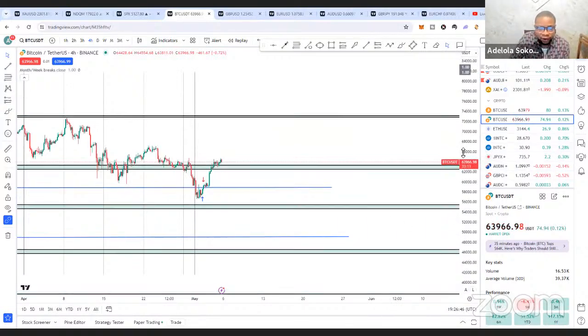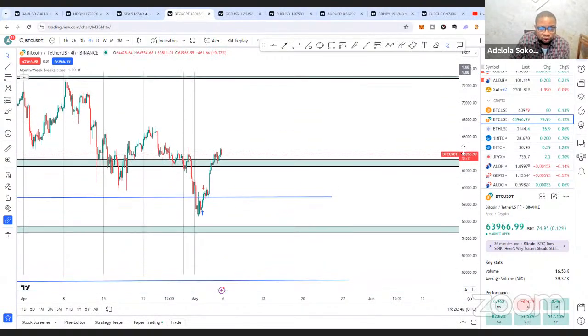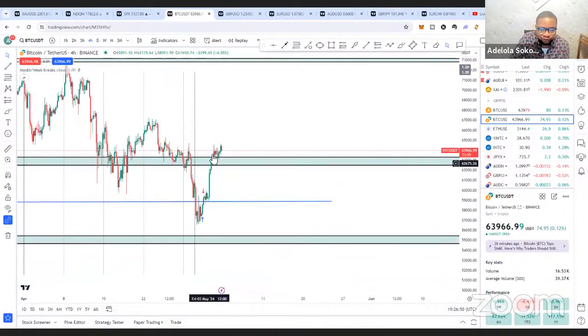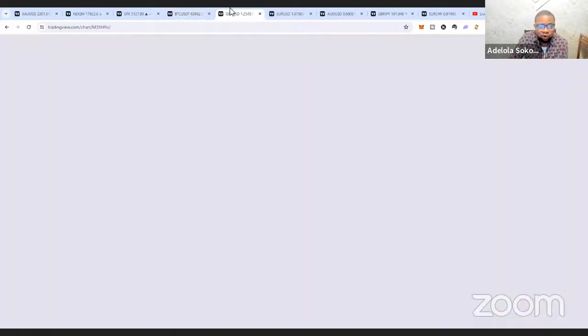All right, so for Bitcoin, if you have not entered Bitcoin, you want to look for opportunity. If you want to look for a pullback and then take a buy, Bitcoin seems to have bottomed around this 57,000. All right, so let's move on.